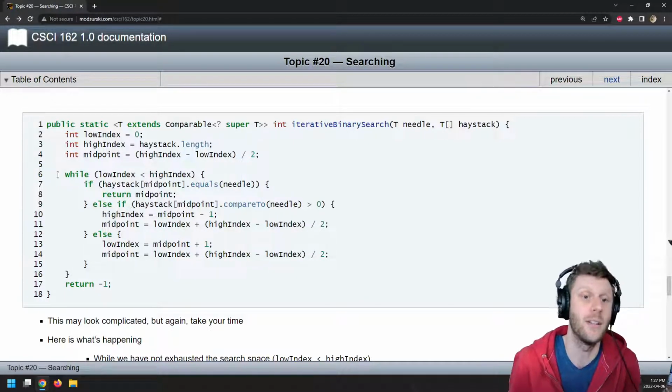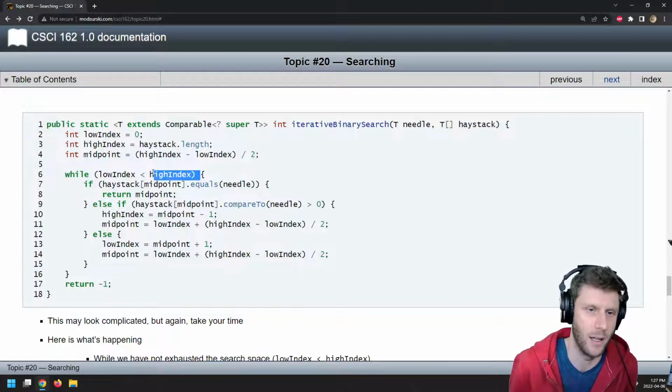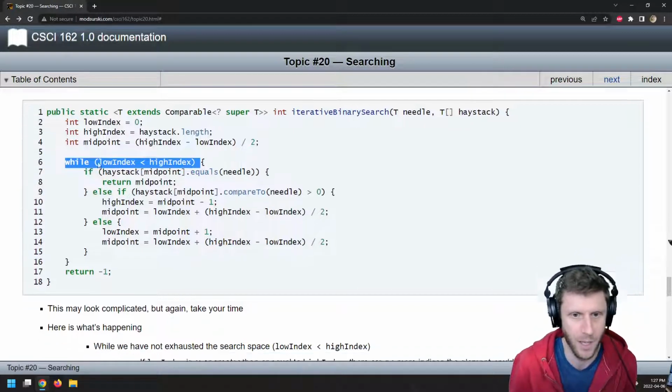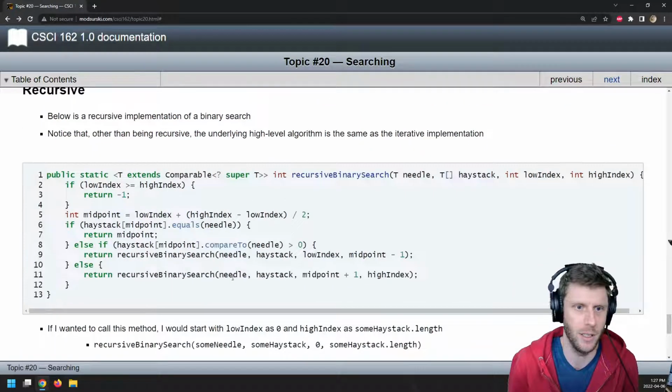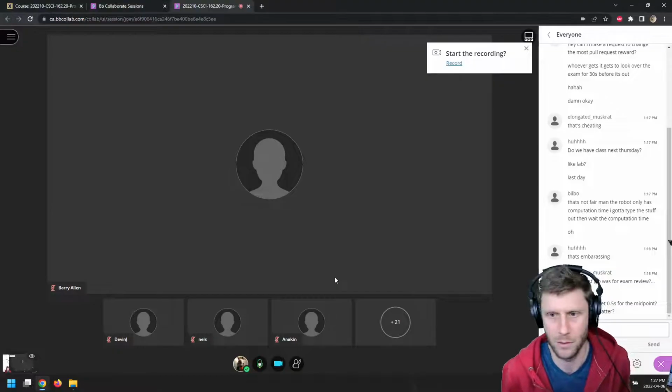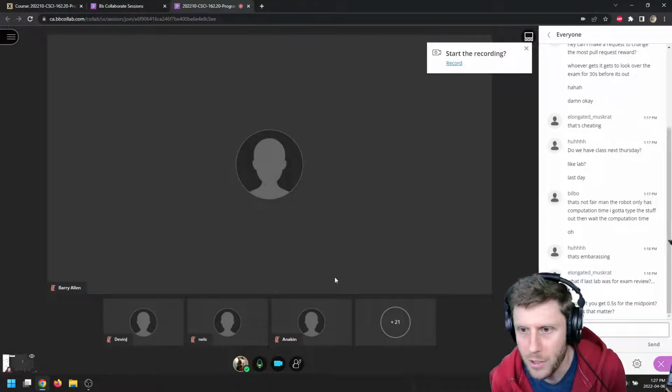So this is the iterative one. We know that because, well, I see a loop and go, okay, great. But here's the thing. Here's the recursive one.